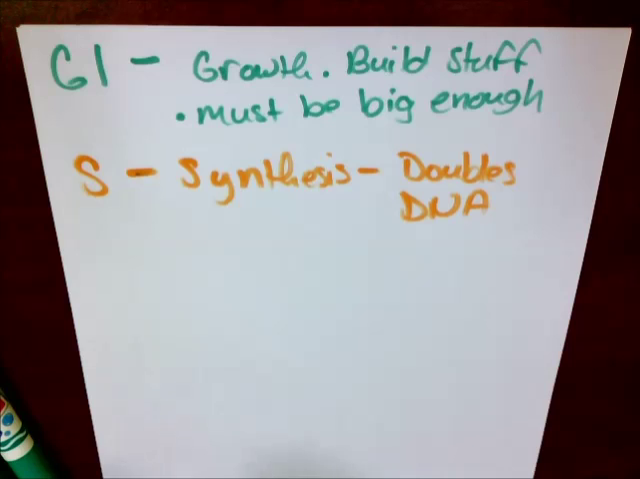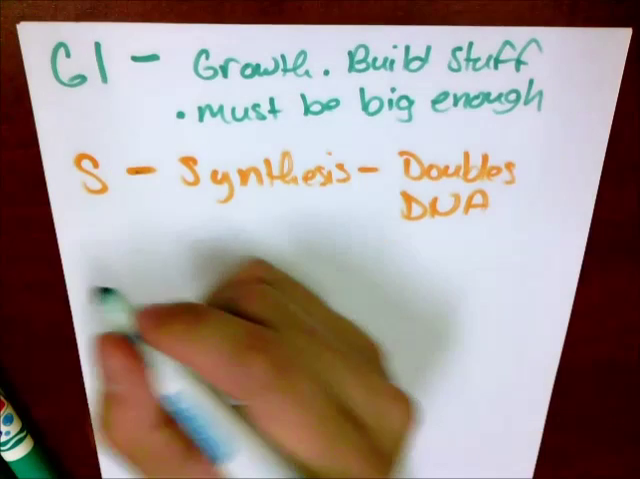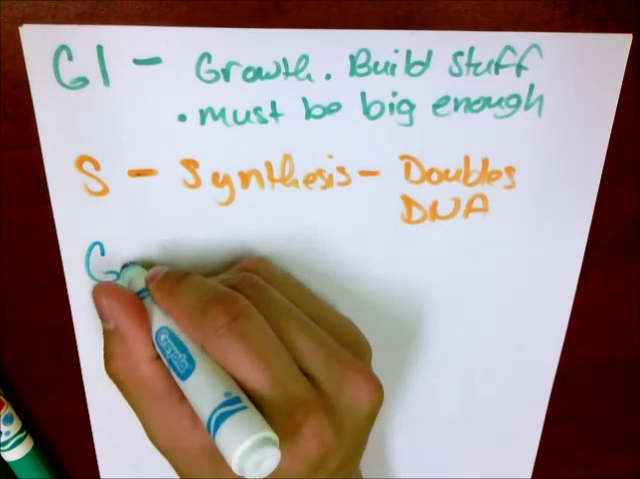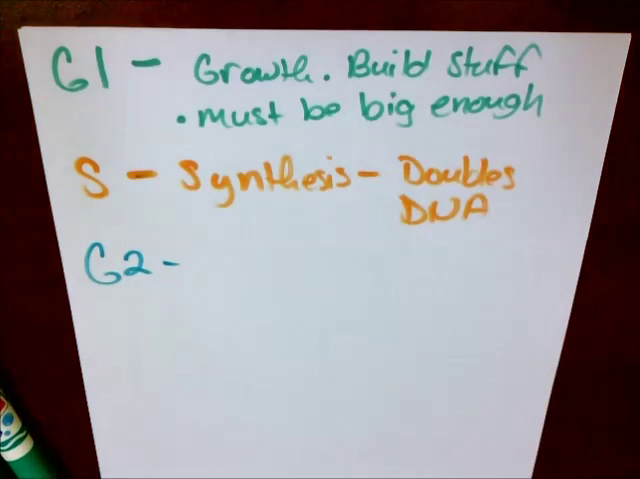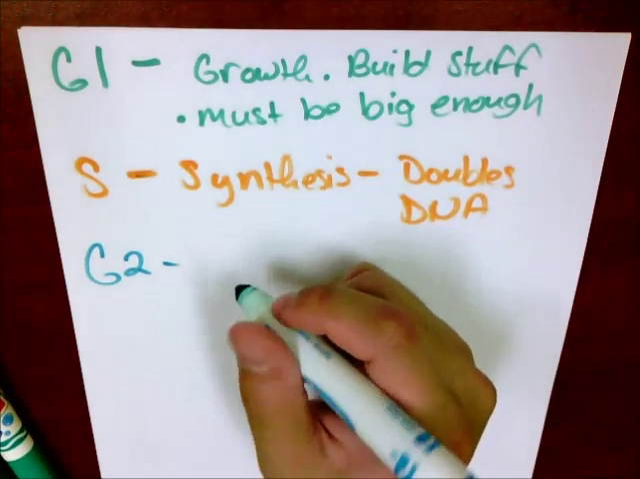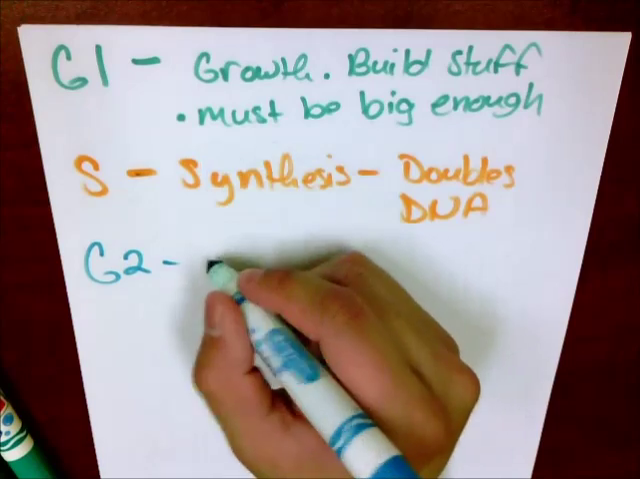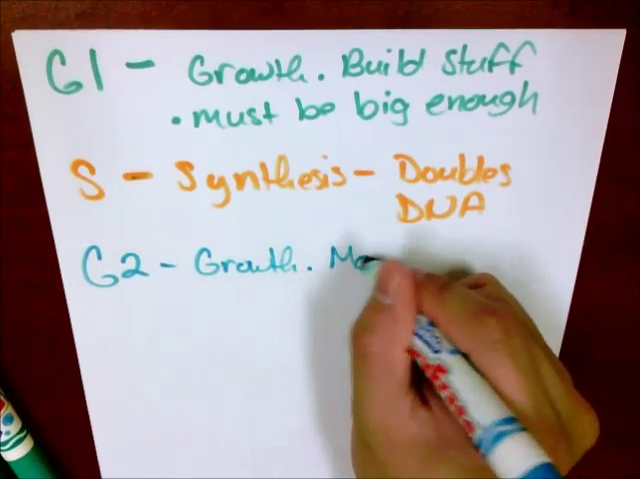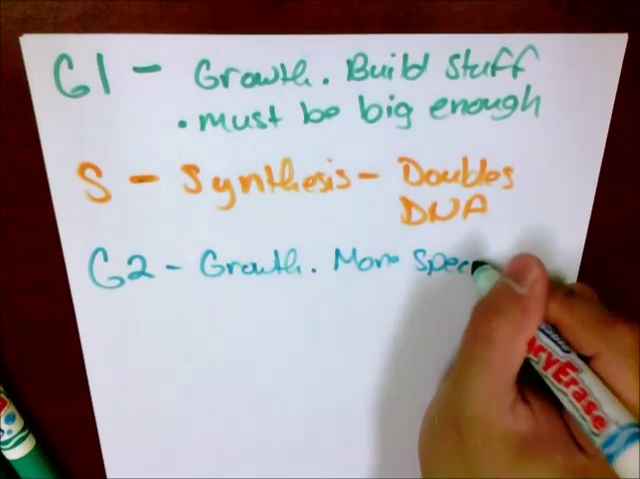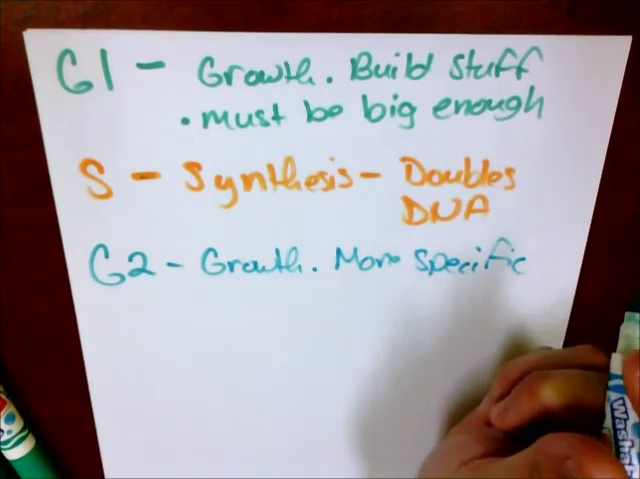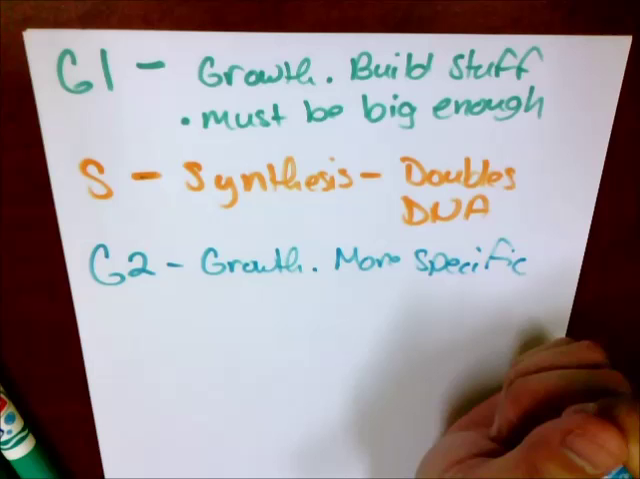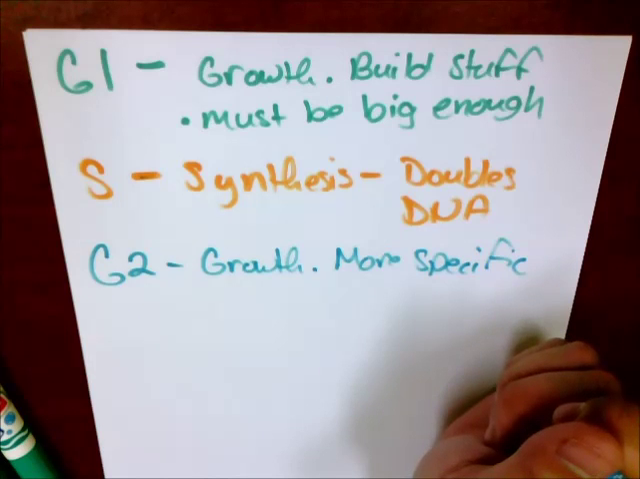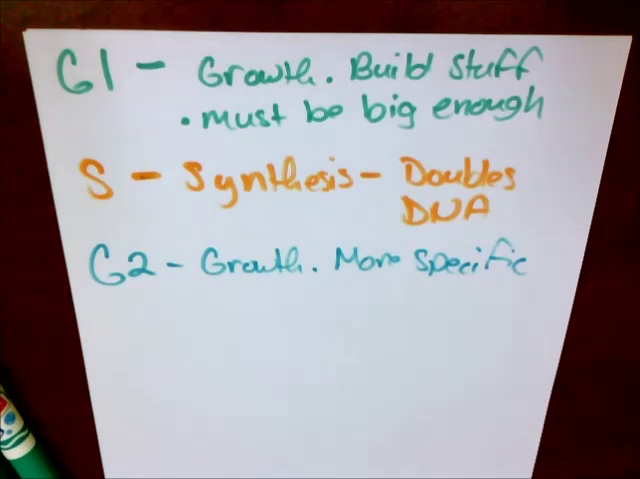So here's G2. We'll use this blue color. G2 is still growth, but it's more specific growth. Like I said, we talked about this in the other tutorial, so I'm not going into massive detail. I'm just looking through the mastery test to figure out what exactly it is that you need. So that's G2, and then let's talk about the M phase.